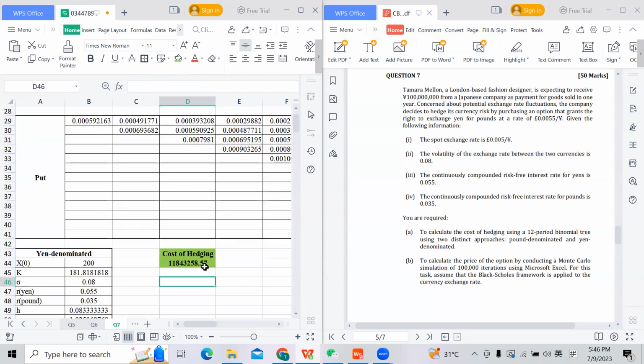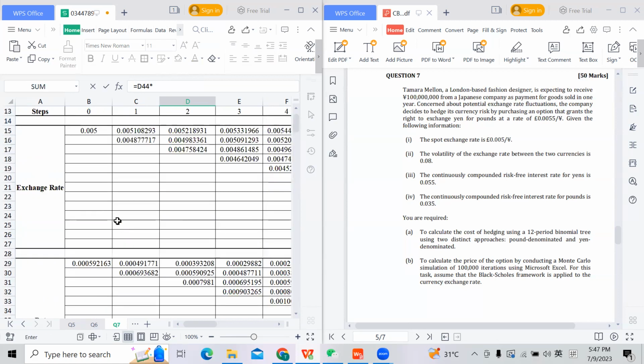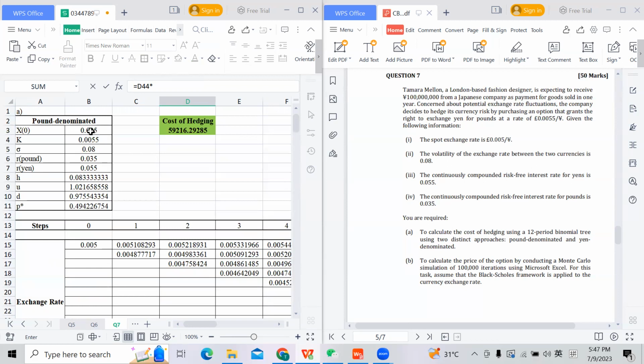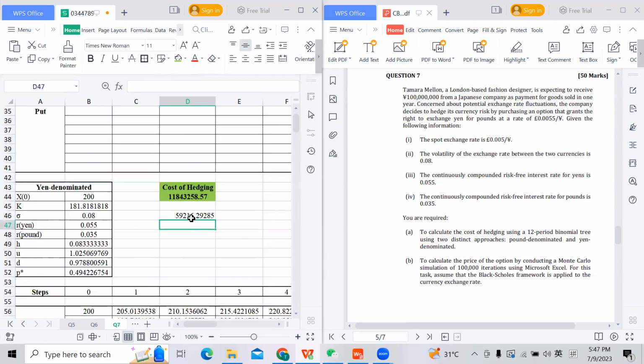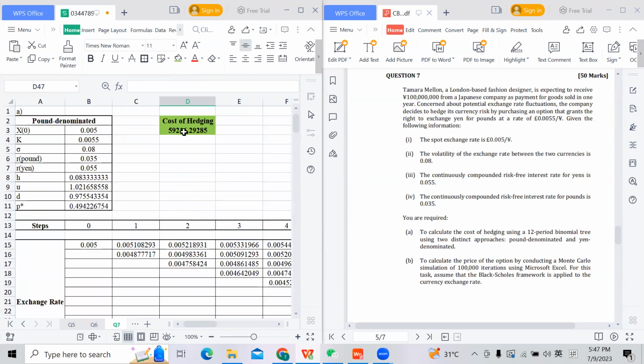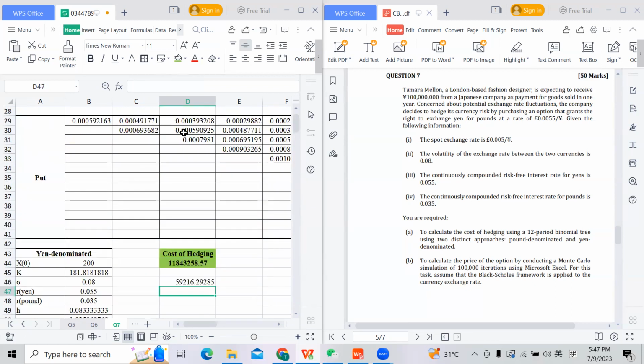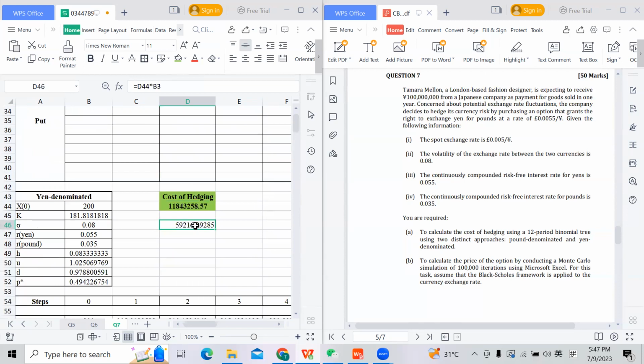Okay, if you want to check whether the answer is correct or not, you just use the cost of hedging of the yen denominator and then times the x0 of the pound denominator. And then you will get the same answer as the cost of hedging in the pound denominator. Yeah, so the answer will be correct.